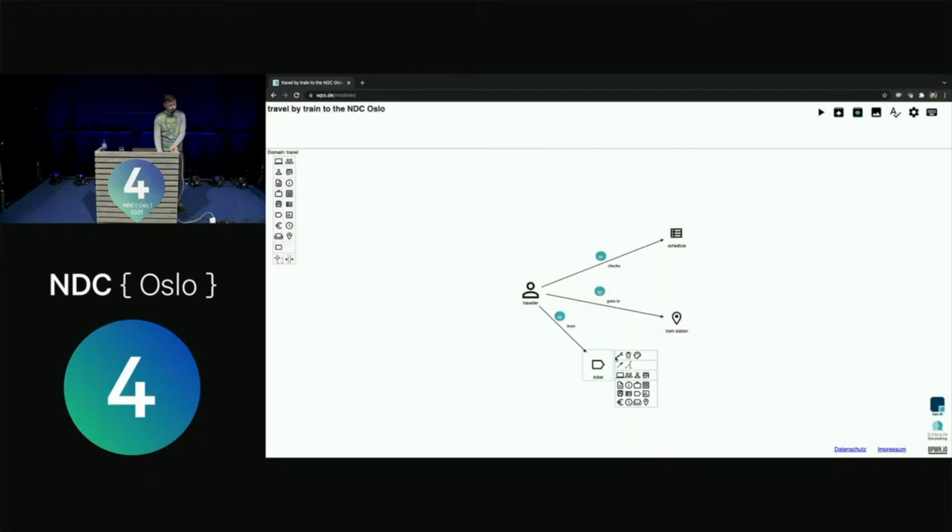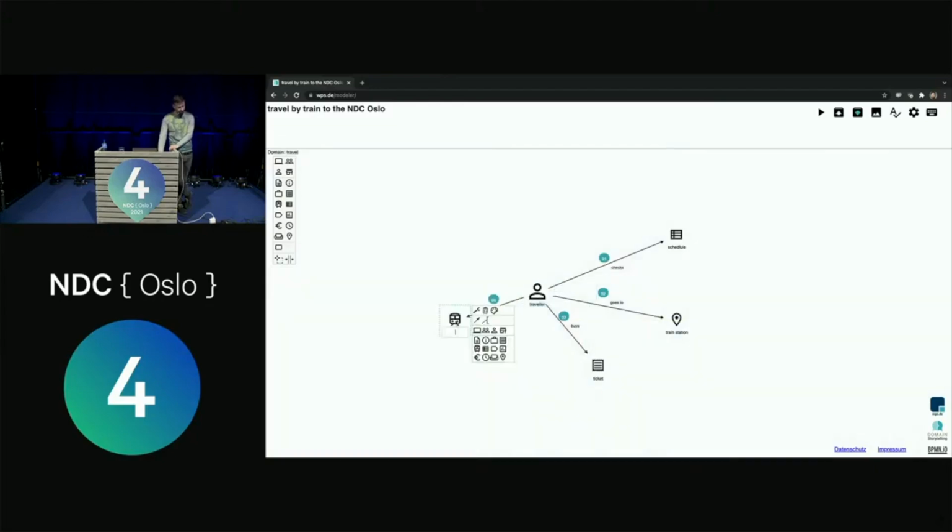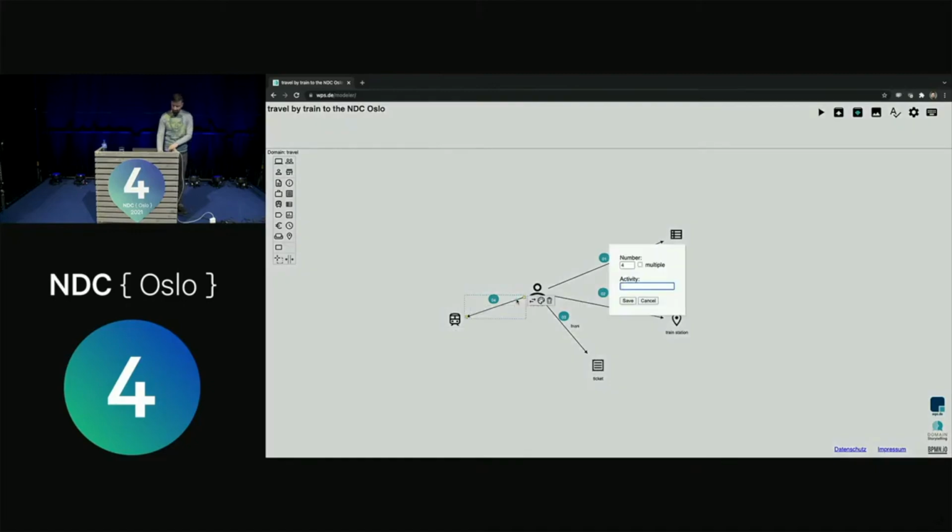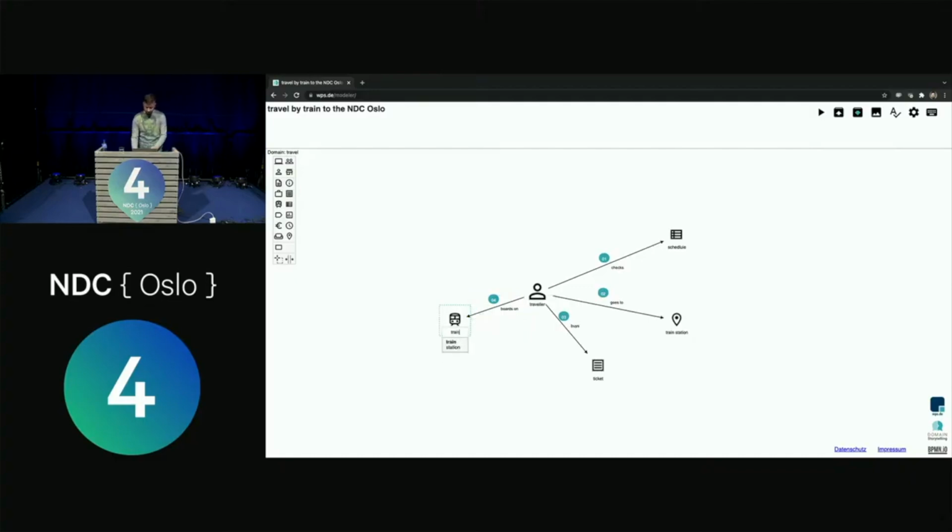And then? What's next after buying a ticket? The boarding of the train, okay. Boards the train. I'm not good at typing when people look at me. Okay, then the traveler has boarded the train. And then?